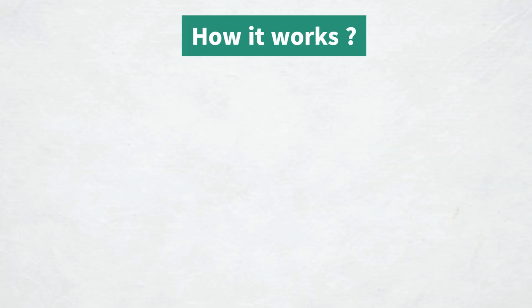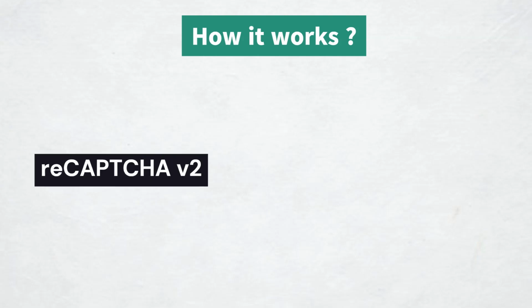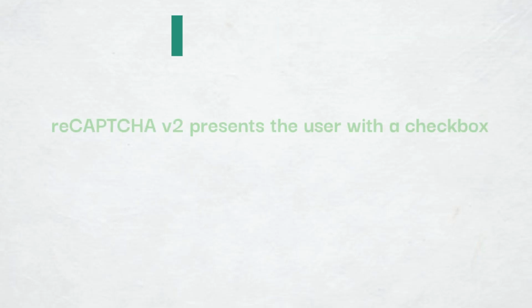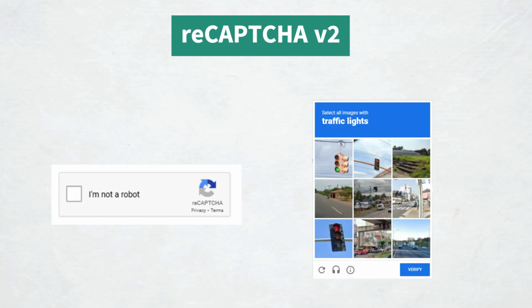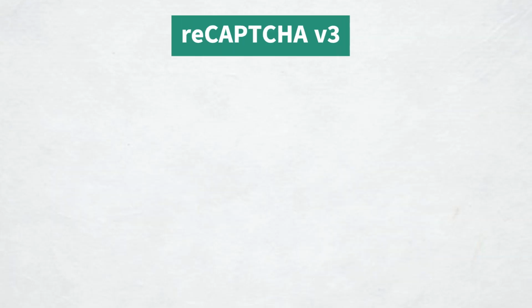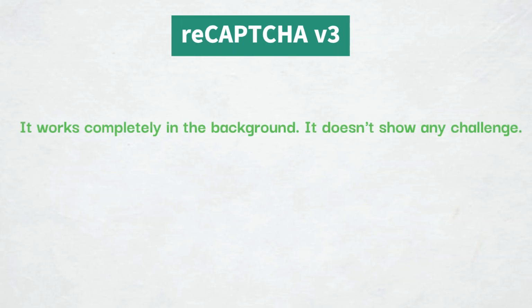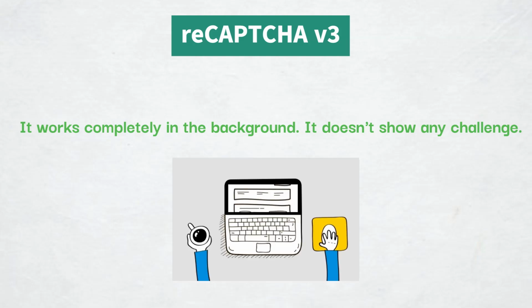There are two main versions of Google reCAPTCHA, reCAPTCHA v2 and reCAPTCHA v3. reCAPTCHA v2 presents the user with a checkbox that says I'm not a robot. Once clicked, it verifies their behavior, and if necessary, the user will be prompted with challenges like selecting pictures with traffic lights. And reCAPTCHA v3 works completely in the background. It does not show any challenges. Instead, it assigns a score to the user based on their interaction with your site. In this video, we are going to implement reCAPTCHA v2.